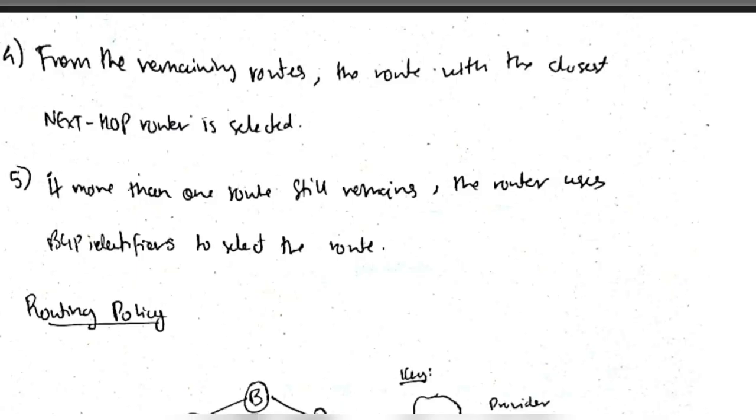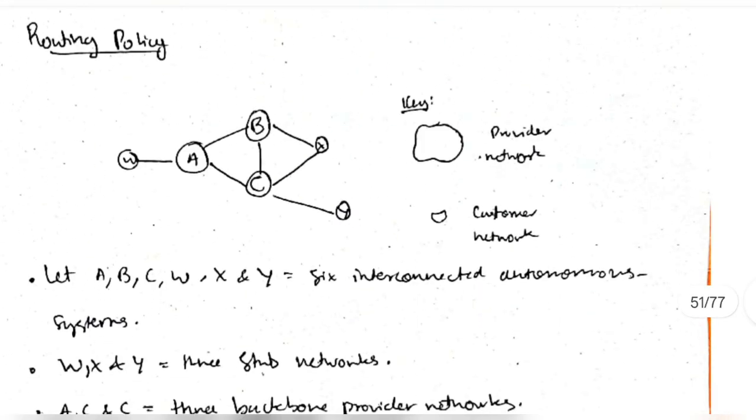Okay, in case more than one route still remains, the router uses the BGP identifiers to select the route. And the last topic is the routing policy. This also you have to mention here.